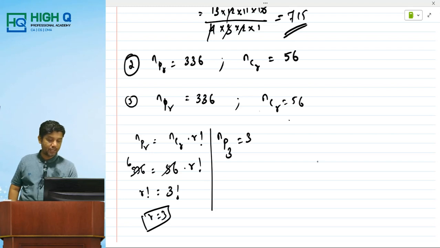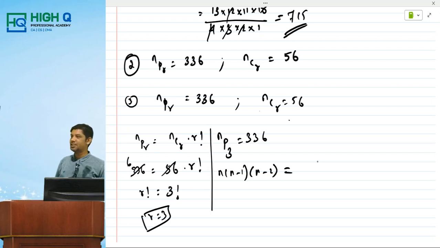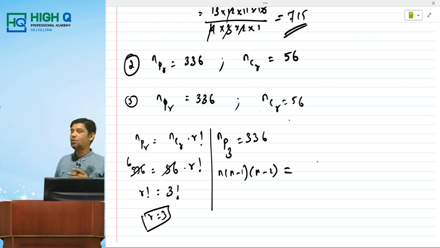If r is equal to 3, nP3 is equal to 336. Say yes or no? It is n into n minus 1 into n minus 2 is equal to 336. Sir, the left hand side is 3 consecutive numbers, so the right hand side should also be 3 consecutive numbers. Correct or not, my dear? How to identify that, I'll tell you.